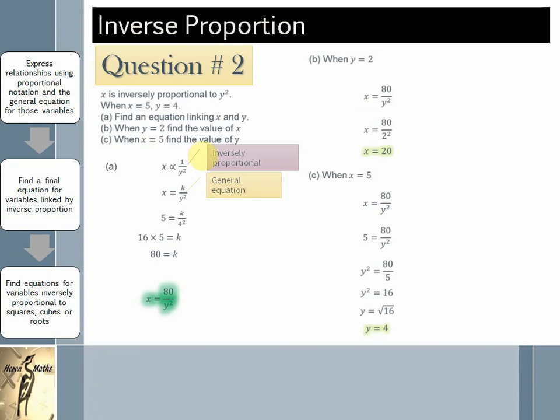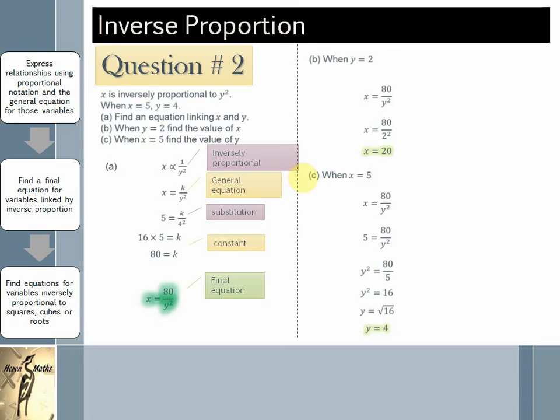Now we substitute the values of x and y. x is 5, y is 4. Here we have to substitute this 5 and 4 square. 4 square is 16. 16 multiplied by 5 is 80. So we got the value of k is 80. So here is the general final equation: x equals 80 over y square.